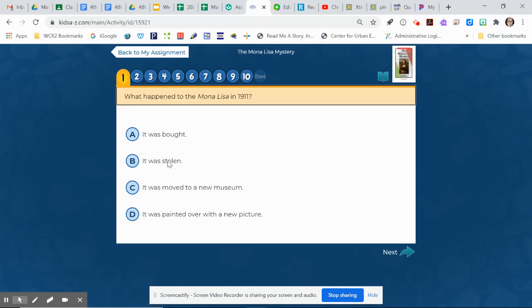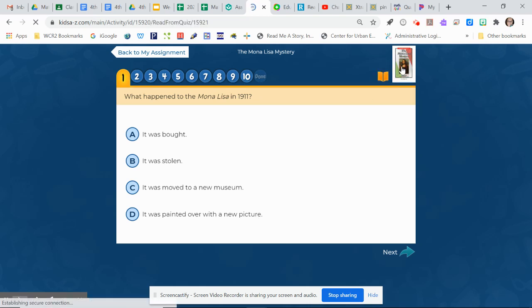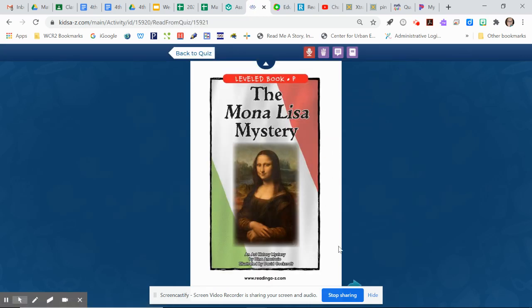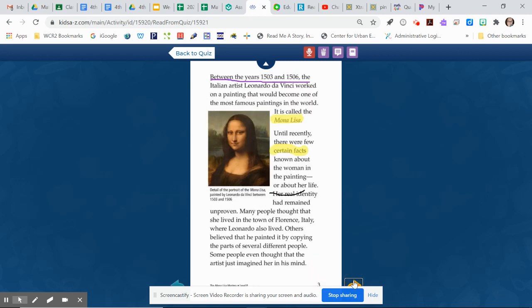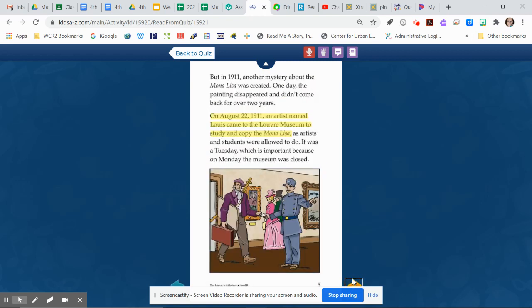So I'm going to go back to the quiz, and you just click back to the quiz, and I'm going to look at the options again. It was bought, it was stolen, it was moved to a new museum, it was painted over with a new picture. So I still don't really know if it was stolen or if it was moved to a museum for sure. So I'm going to go back to the text. I'm going to keep reading. Now it goes all the way back to the beginning. So you just got to flip back to where you were.